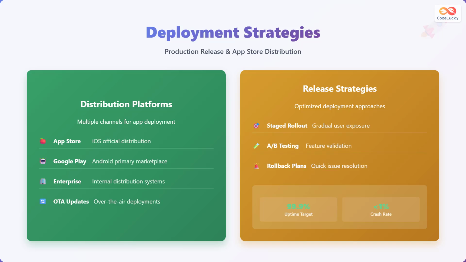Target metrics include 99.9% uptime and crash rates below 1% to ensure production quality and positive user experiences across all deployment channels.